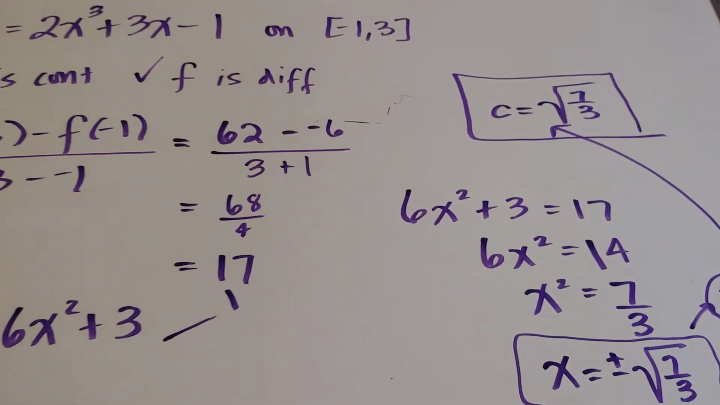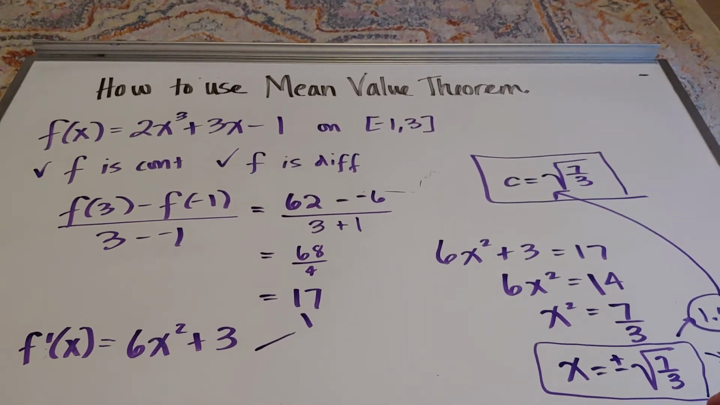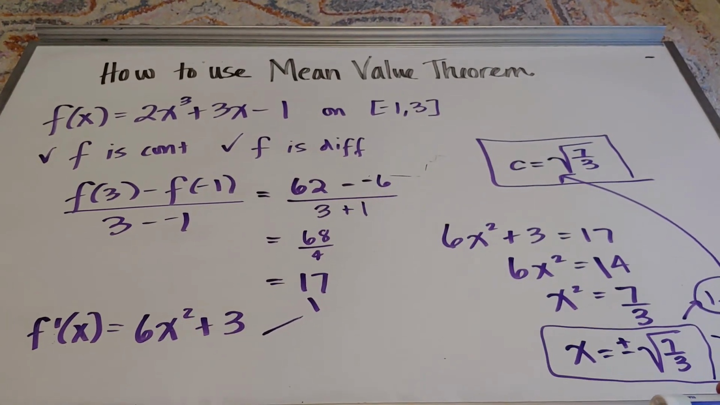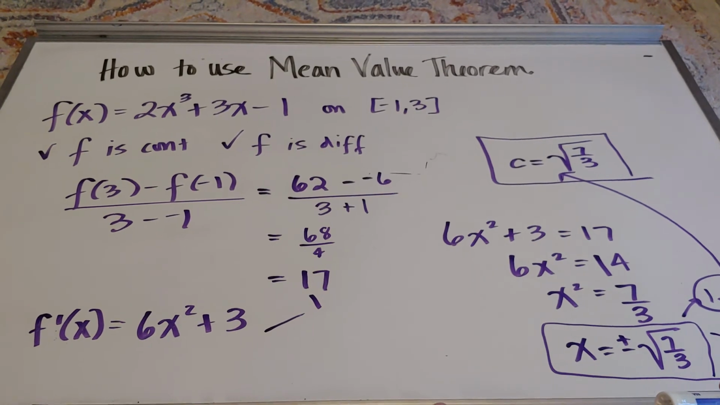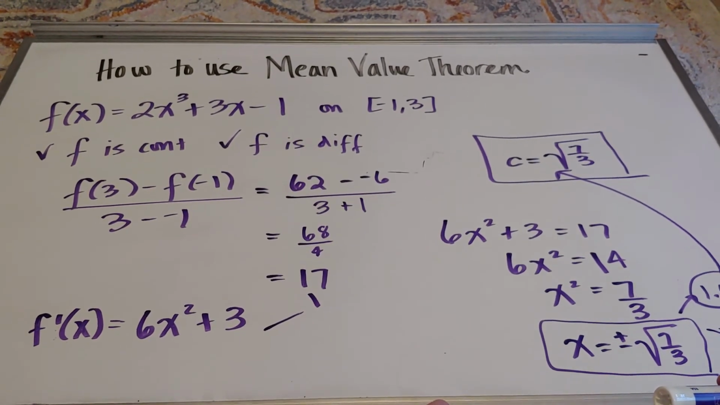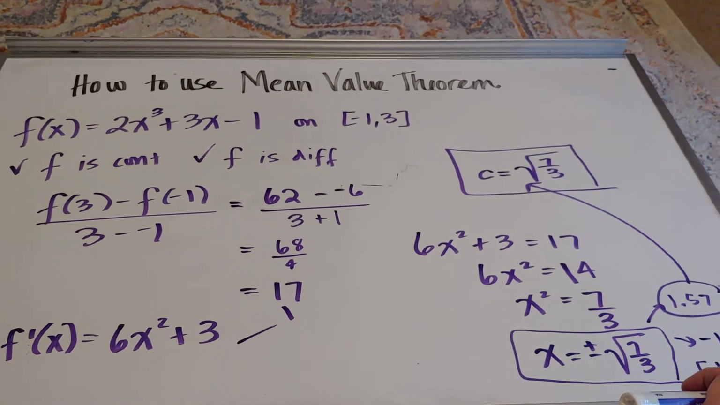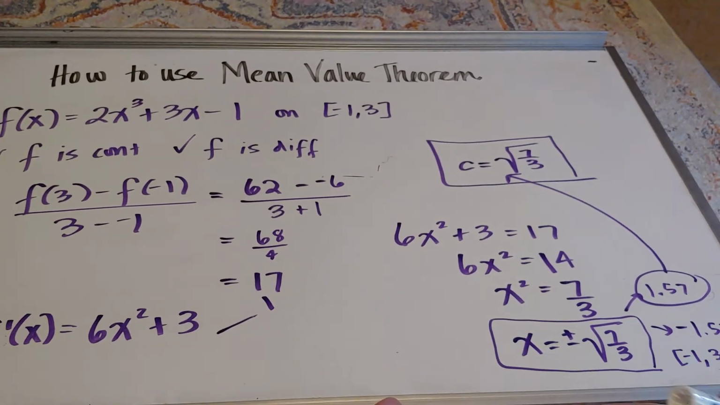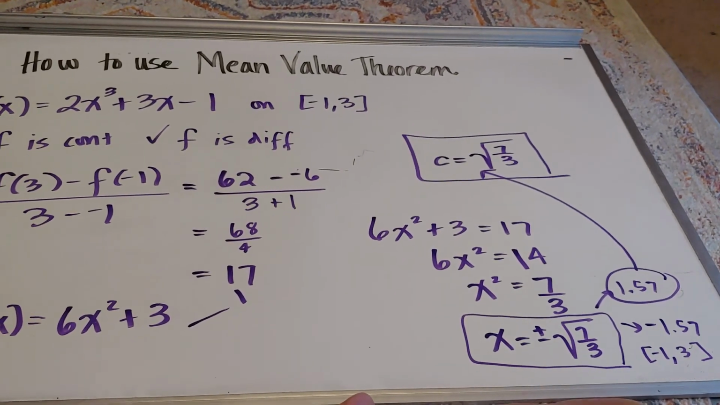That one was a little messy, but hopefully it's going to get the job done. So that is how we use the mean value theorem. You have to make sure it's continuous and differentiable, find f of b minus f of a over b minus a, find the derivative, set them equal, and solve. Only keep the answers which are in our interval. All right, good luck.